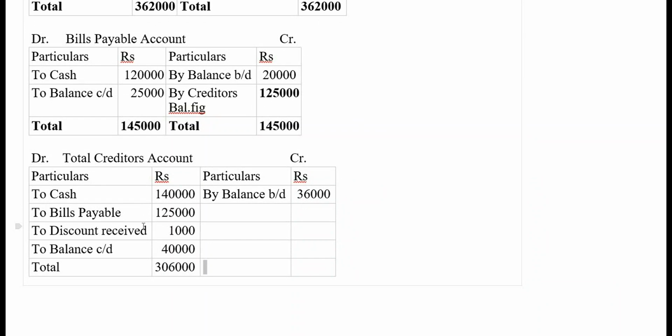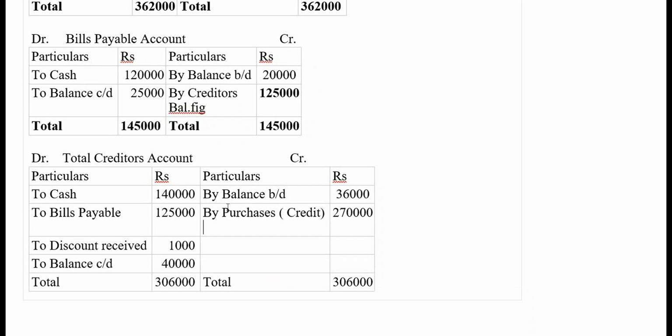So the total of this will be 3,06,000. Let me write down here also 3,06,000. So the difference here is 2,70,000. So here, by purchases, in the bracket let's write credit, balancing figure. So we have found 2,70,000 as the amount of the credit purchases here. In this one we are not given any cash purchases here. Even if it is given, it will not come here.